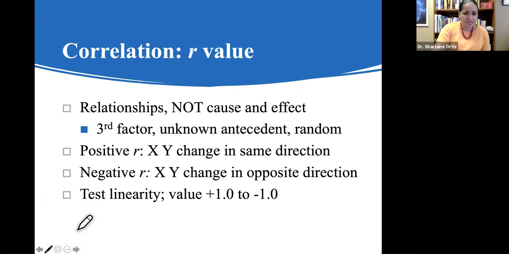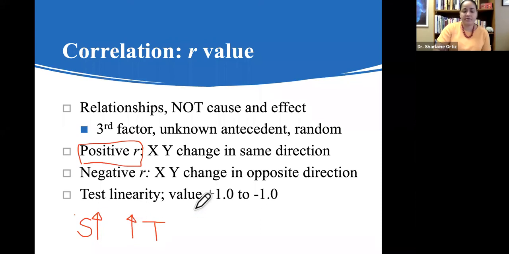And I like using this example because it tends to stick with students really well. There is indeed a relationship between shoe size and test performance, right? There's actually a positive relationship, positive R. So the larger the shoe size, the larger the test score, since they change in the same direction. So notice that this is a positive relationship. The larger the shoe size, the better the test performance, the higher the score.